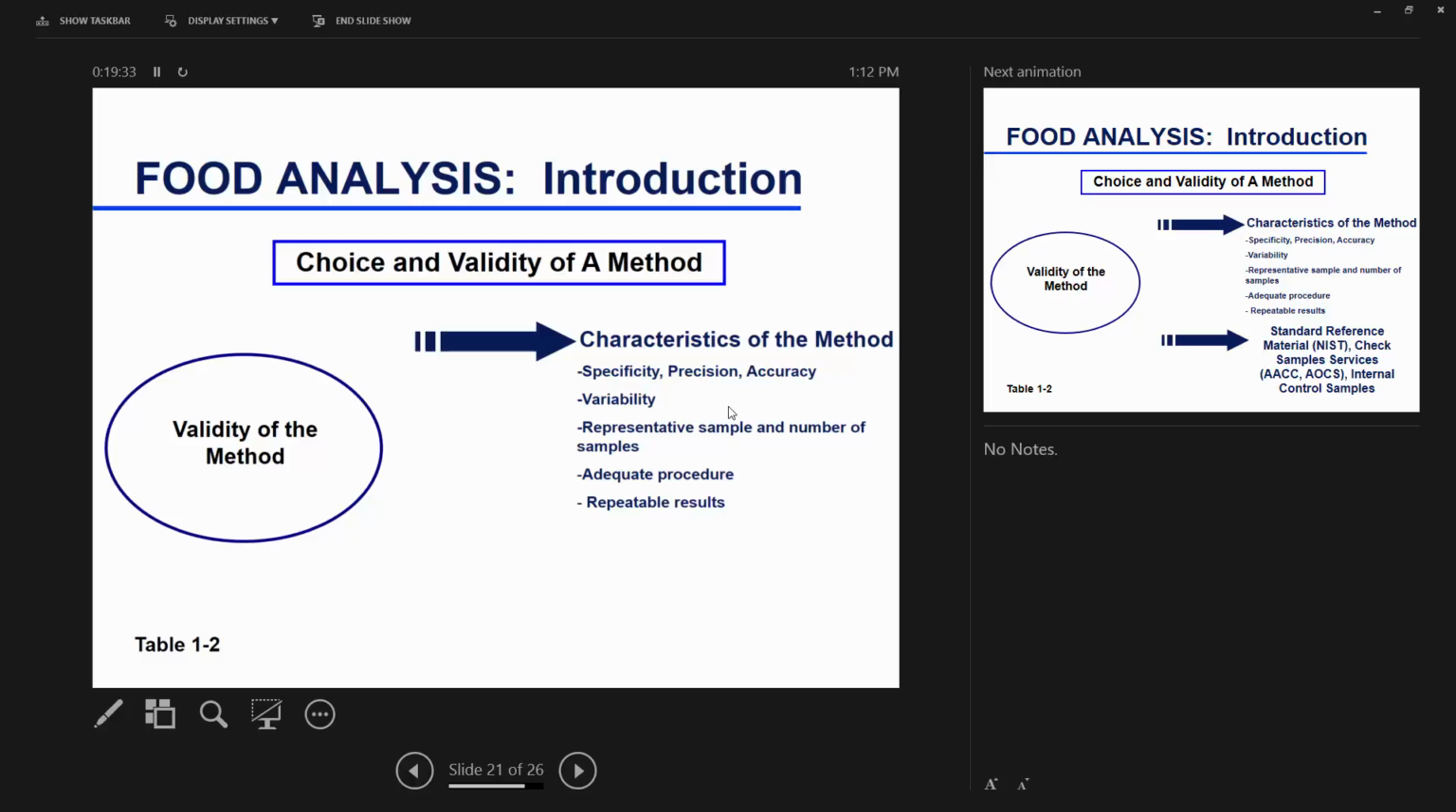Also, can you take a representative sample, and we'll talk more about that in chapter 4, and how many samples you need to withdraw and analyze.